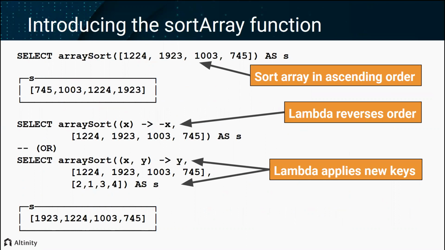So array sort, basically by default, you can stick an array in it and it'll just sort it in ascending order. So here's an example. We take some departure times, sort them, and now they're neatly ordered.